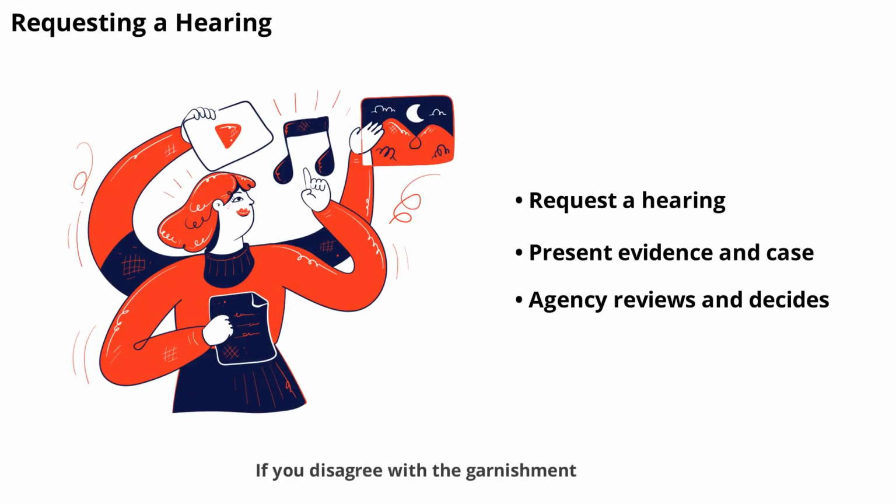If you disagree with the garnishment, you can request a hearing with the government agency. This gives you the opportunity to present your case, provide evidence, and explain your situation. Hearings are usually conducted by phone or in writing, but sometimes in person. The agency will review your case and make a decision. If you win, the garnishment may be stopped or adjusted. If not, you may still have options to appeal or negotiate a payment plan.